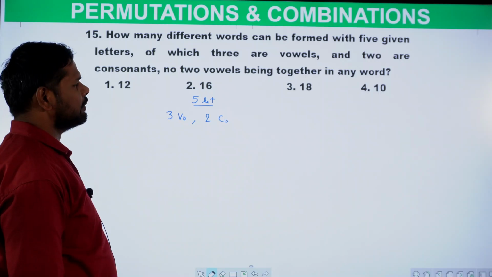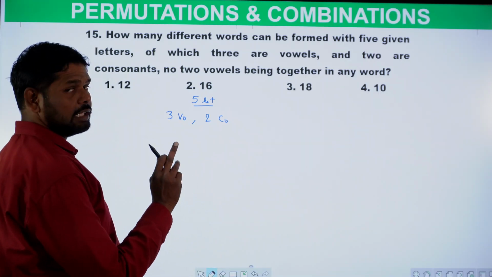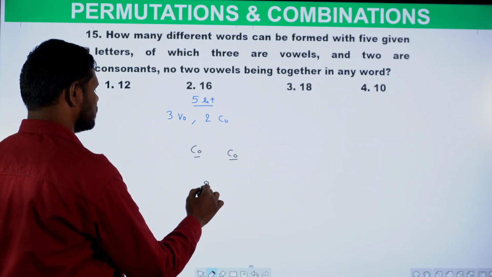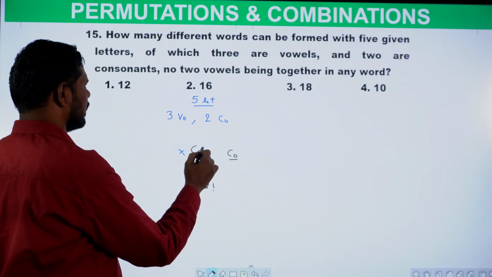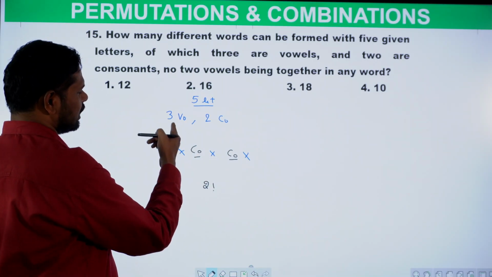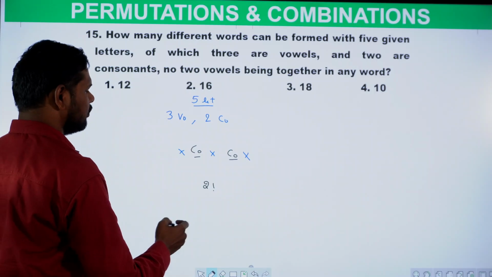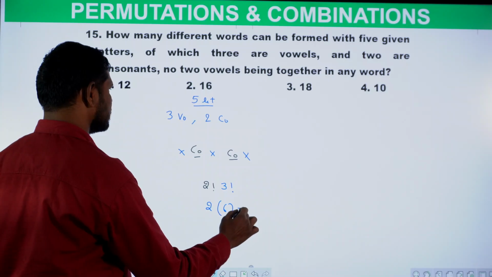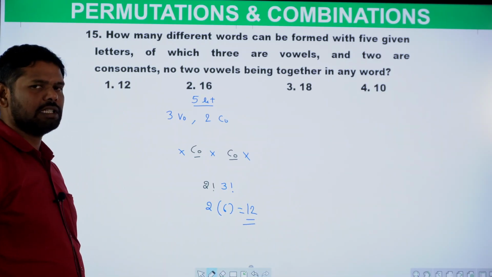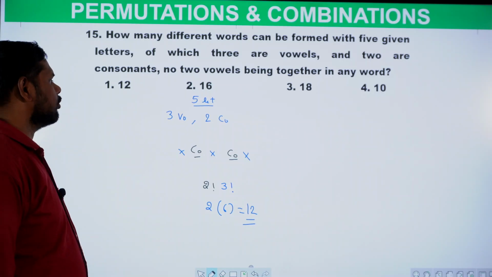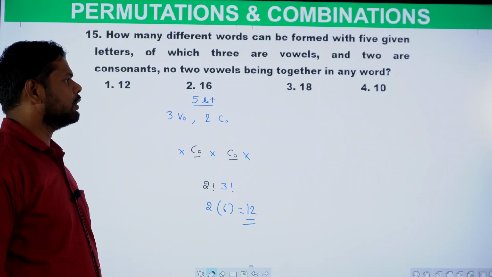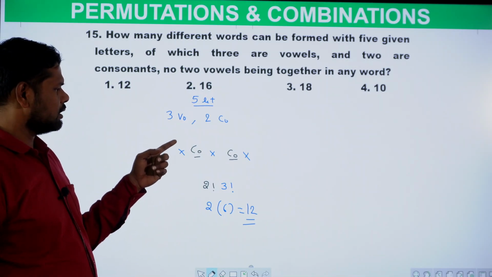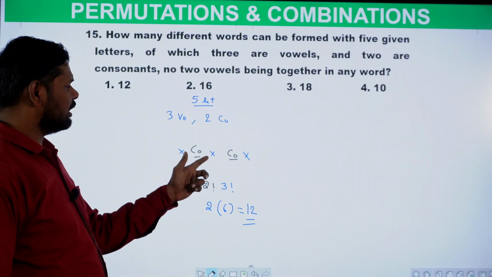No 2 vowels together means first we arrange the consonants. Clear or not? I arrange the consonants in 2 factorial ways. Now how many gaps are there? 1, 2, 3. 3 gaps are there. You need to arrange 3 vowels in 3 gaps, which is 3 factorial. 2 factorial means 2, 3 factorial means 6. 2 into 6, just 12 ways. That is clear. So first we arrange the consonants, then the vowels are filled in those gaps.